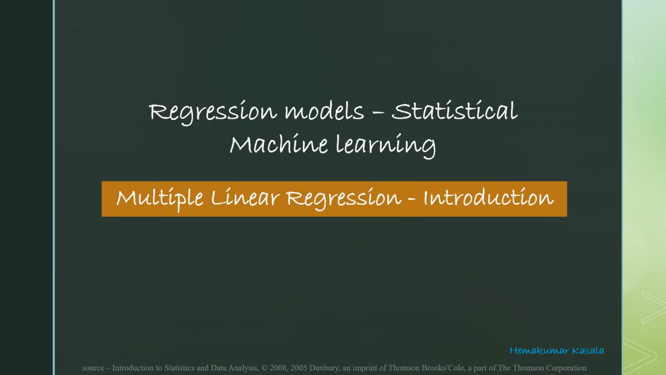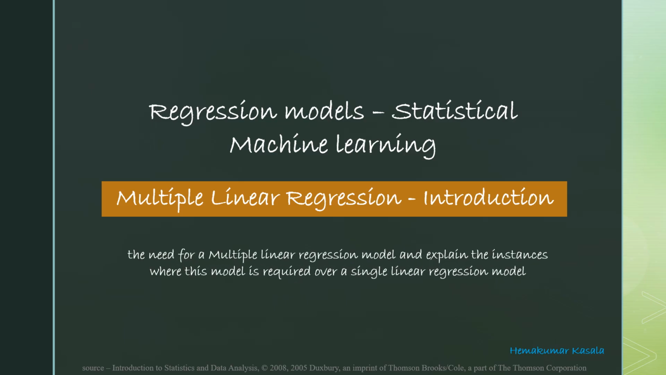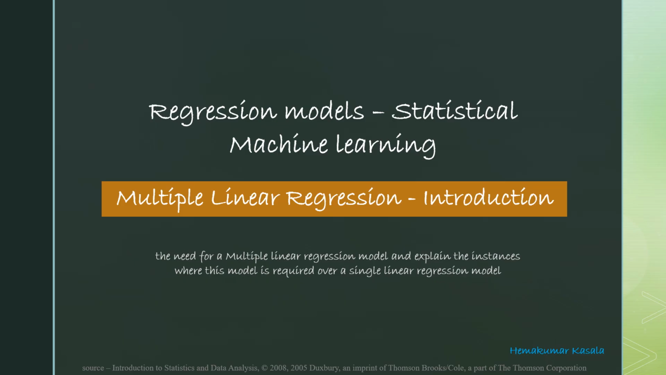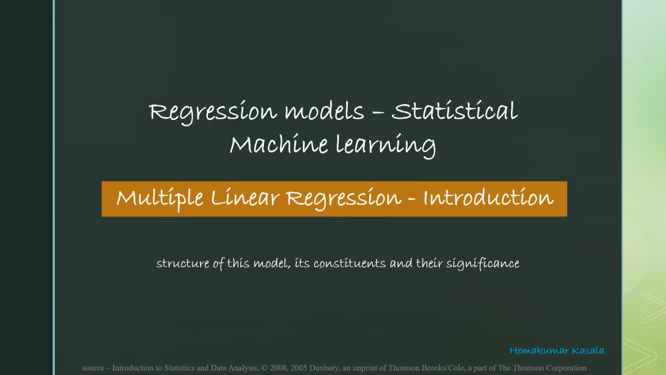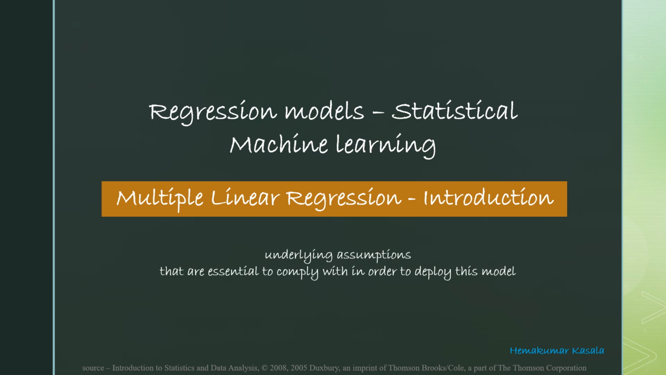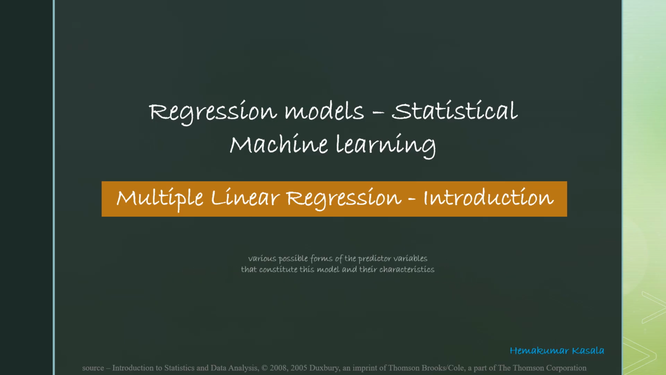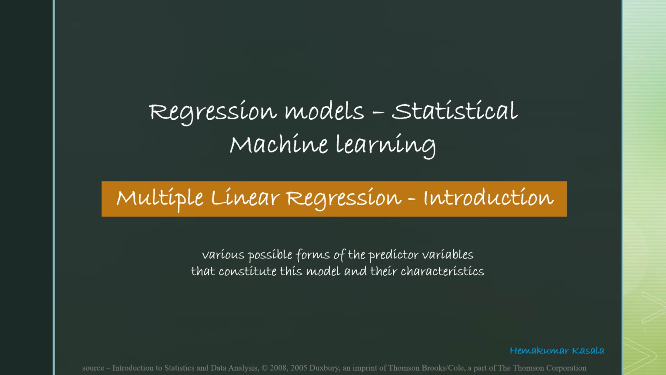We begin our journey on understanding multiple linear regression models with a detailed introduction. This is a very big topic comprising many videos, and in this first video on introduction, we establish the need for a multiple regression model and explain the instances where this model is required over a single linear regression model. We learn about the structure of this model, its constituents, and their significance. We learn about the underlying assumptions that are essential to comply with in order to deploy this model. We learn more about the various possible forms of the predictor variables that constitute this model and their characteristics.